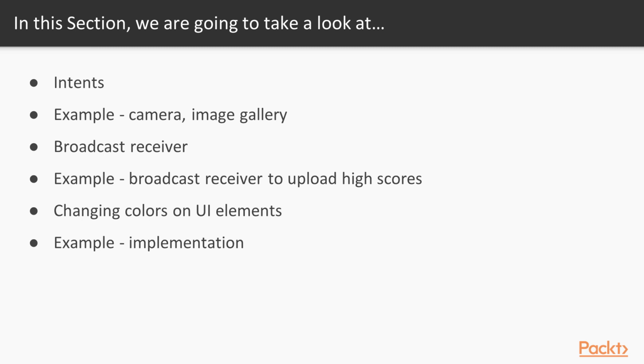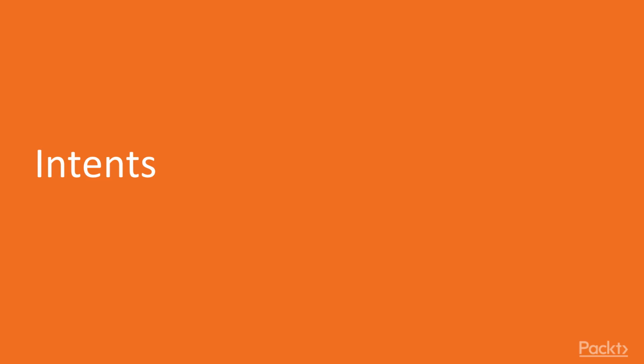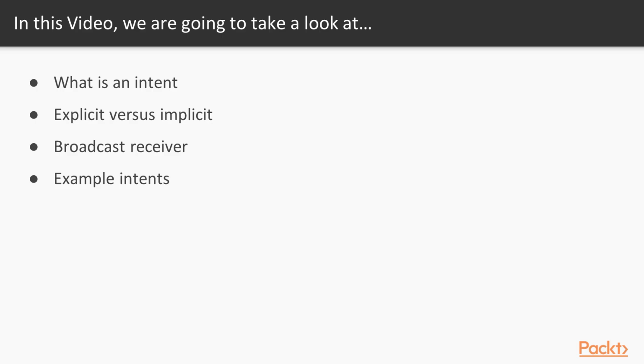Then we'll look at changing colors on a UI element and an example where we implement a color change on UI elements. So the first video, intents. We'll say, what is an intent? We'll describe that. Then we'll describe the difference between an explicit intent versus an implicit intent. We'll consider how they can be used in broadcast receivers, and we'll take a look at a few examples.